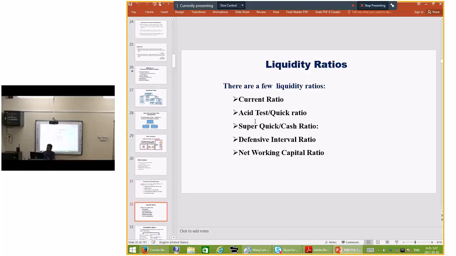Now, if we move to the liquidity ratio, there are a number of liquidity ratios. I am not going to discuss in detail. Current ratio, acid test or quick ratio, super quick ratio or the cash ratio, defensive interval ratio, net working capital ratios. There are a number of liquidity ratios here. You should have a clear idea of how to calculate these ratios. In the final paper, I hope to check your knowledge on the calculation of these ratios, and also how to interpret that result. That is the most important one.